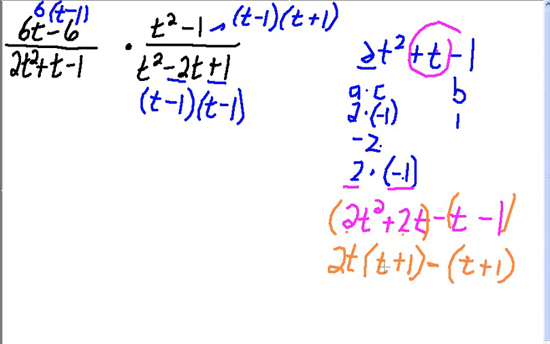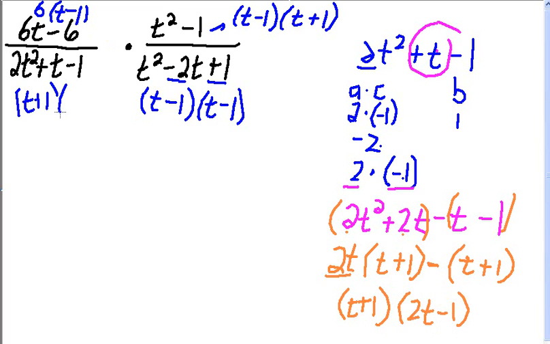So now, for my final factorization, I take whatever's in parentheses, t plus 1, whatever the two have in common, and then whatever's left out front. I've got a 2t and a negative 1. So that is what I can factor this denominator into: t plus 1 and 2t minus 1.